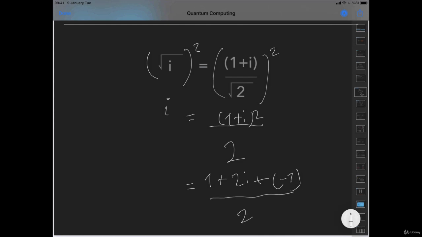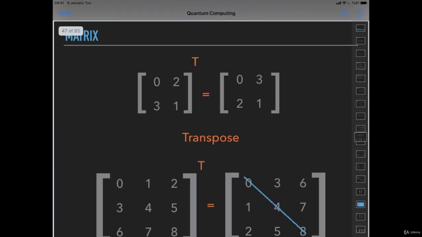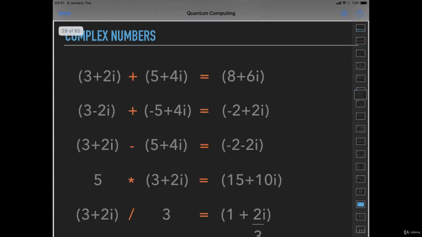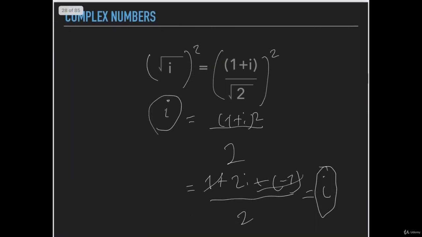So we get here 1 minus 1, which will be equal to 0, and 2i divided by 2 will be equal to i itself. So we know this is actually i itself. As you can see, now we proved this. Of course, this is only one way to prove it, but I believe this will do the work for us right now. So let's go back to our slides, and yep, we've seen this.